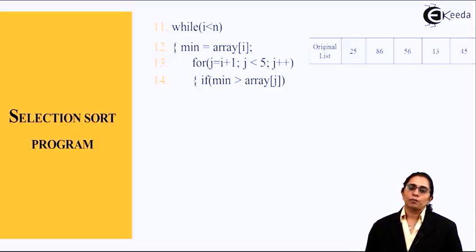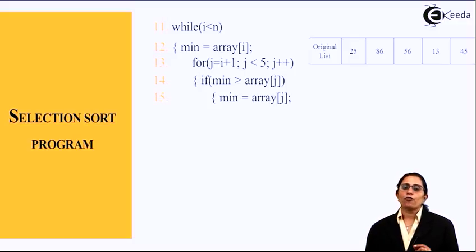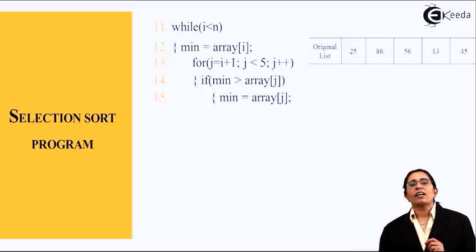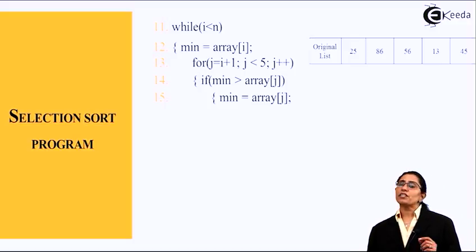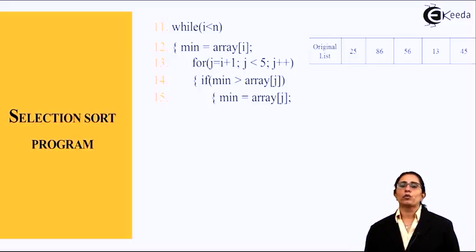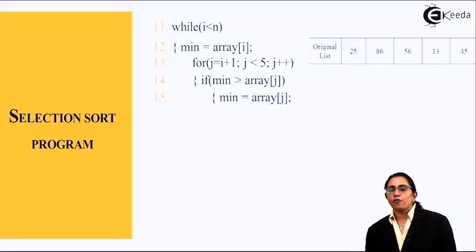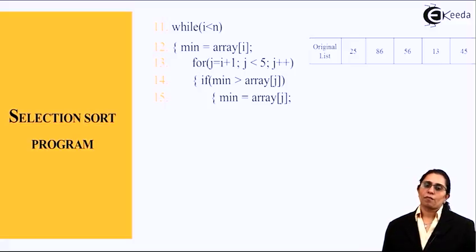Now we say min is equal to array of j. That is, whatever value I got at array location j is now the minimum value, so I assign it to the variable min. After I have assigned it to the variable min, now I have to swap and exchange the values at array of i and array of j. So we follow these 3 simple steps.